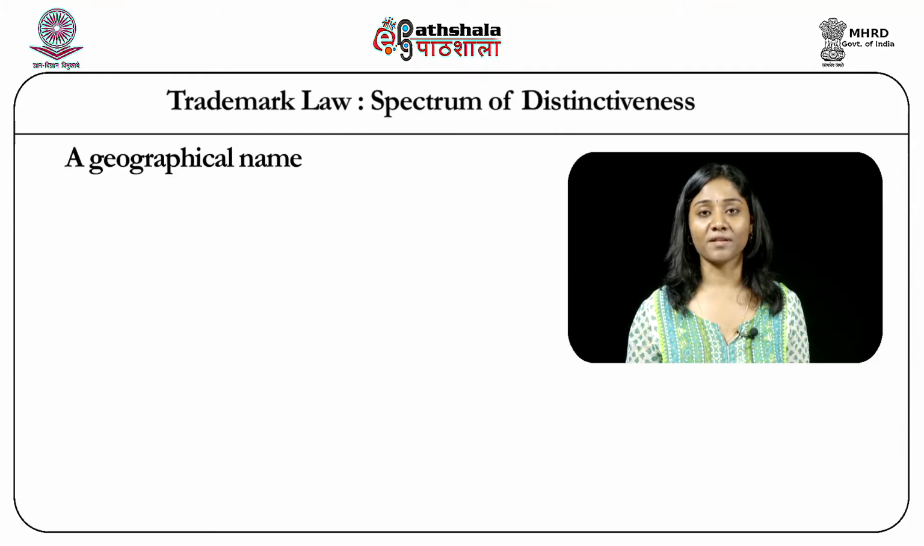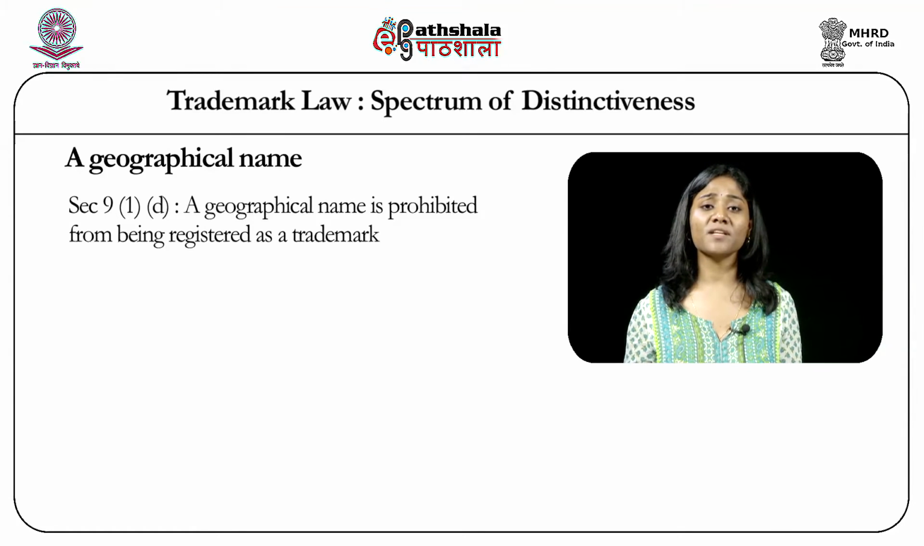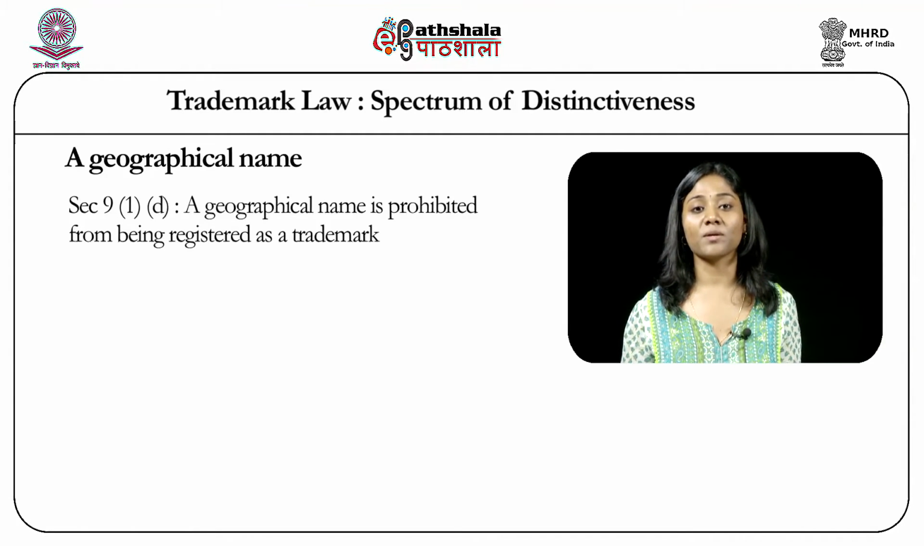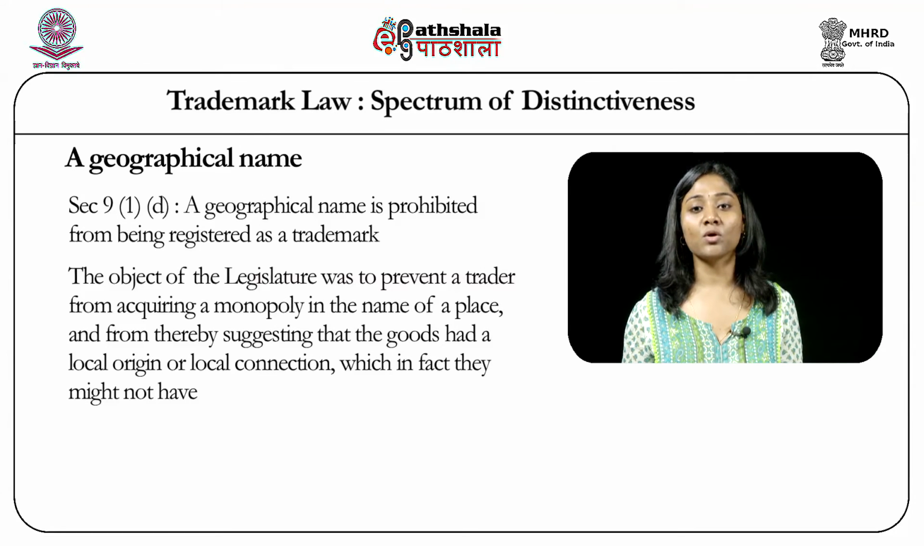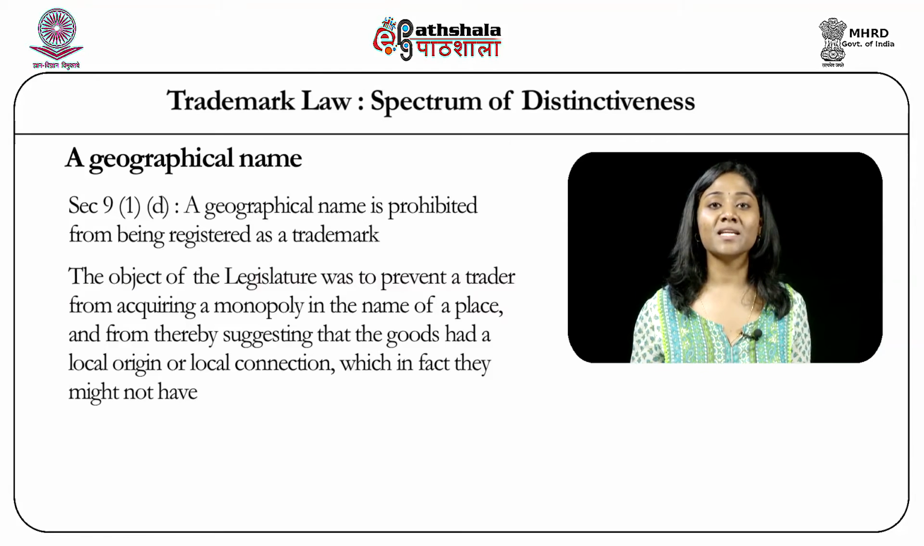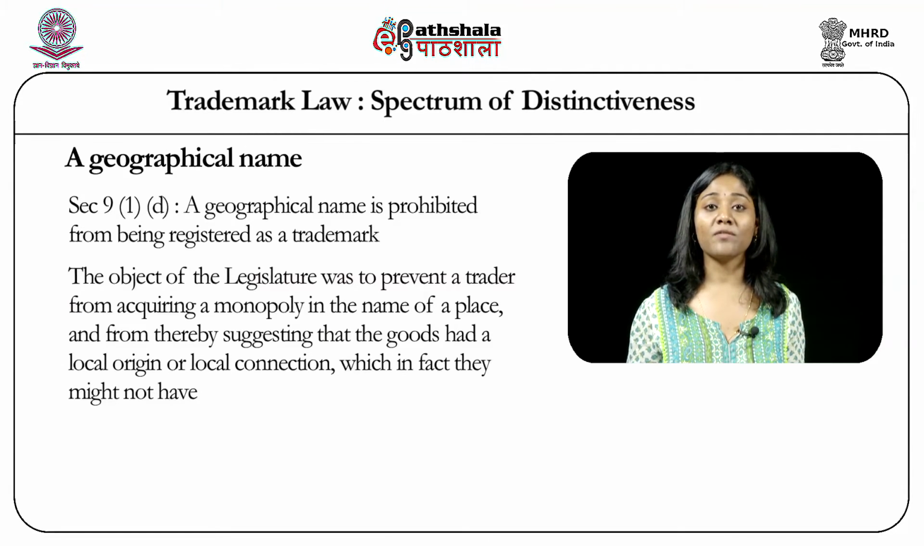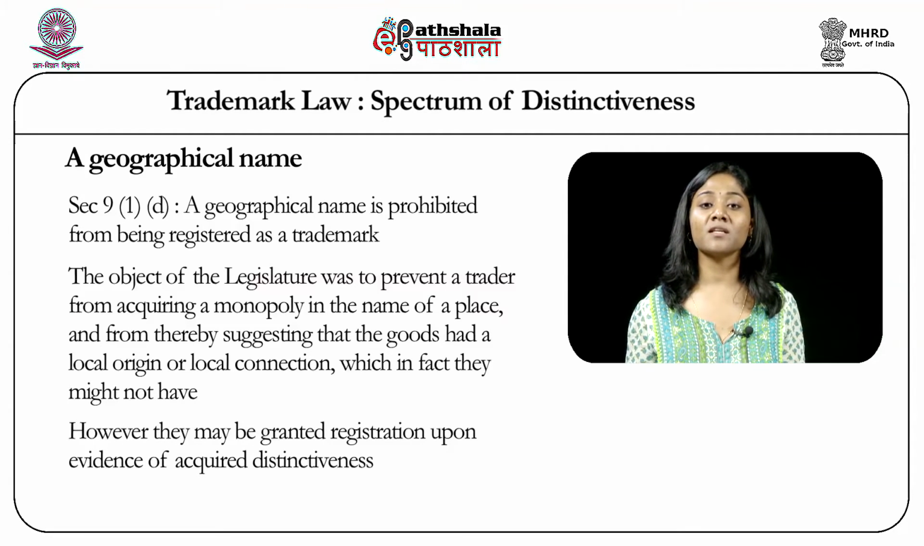Another example is a geographical name. Geographical indications are essentially a geographical area indicating the source of a product of certain value. Section 9(1)(d) explains that a geographical name is prohibited from being registered as a trademark. The object of the legislature in not protecting geographical names is to prevent a trader from acquiring a monopoly in the name of a place. That means it might go on to mislead another consumer that the source of the good is essentially that place, because geographical indication is now protected under a separate statute altogether. However, the geographical name can still be granted registration upon evidence of acquired distinctiveness.